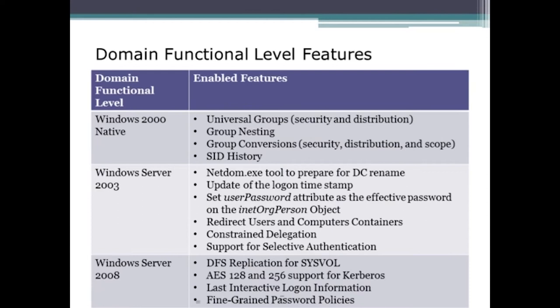So we got AES 128 and 256 bit support for Kerberos authentication. Last interactive logon information, and the ability to get rid of that one password policy for one domain by using fine-grained password policies. In fact, we'll talk about some of these things as we continue on within this course. But those are some of the things that you have to decide about, to take that nice list of features and put it back into our discussion when you're making the plan for the number of domains that you want. You also have to make the plan for what features do you want to enable, and doing so at the domain functional level.